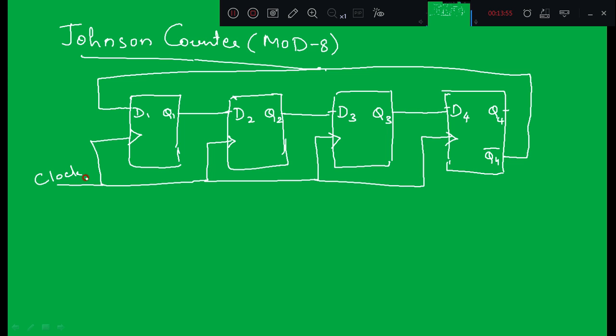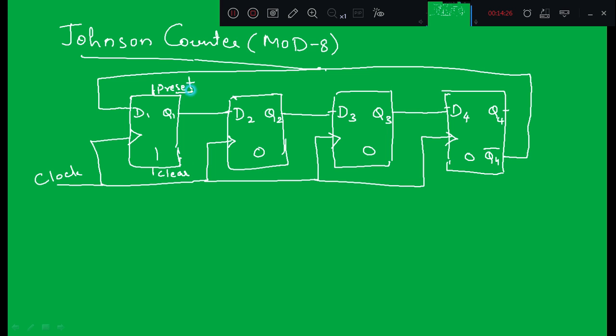Okay. So initially, let us again start with the same initial state, that is 1 0 0 0. So how are we going to get this as 1? For a flip-flop we have two signals which we call asynchronous signals. One is preset, second one is clear, right?